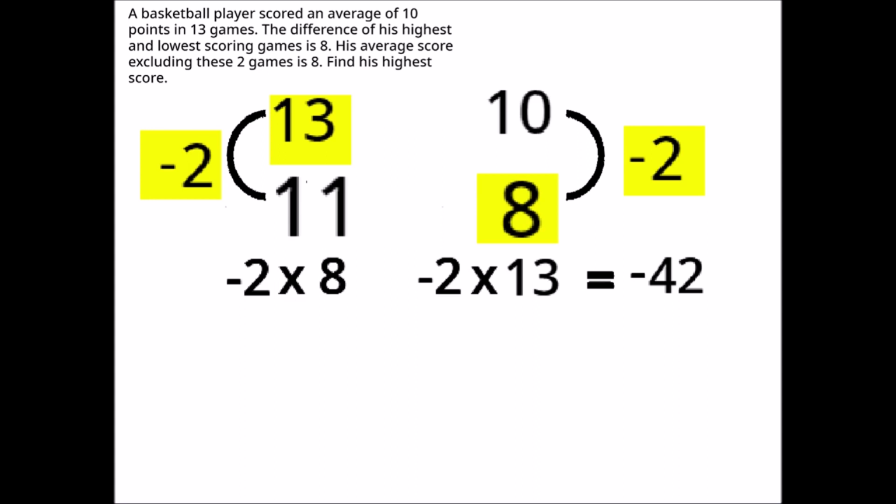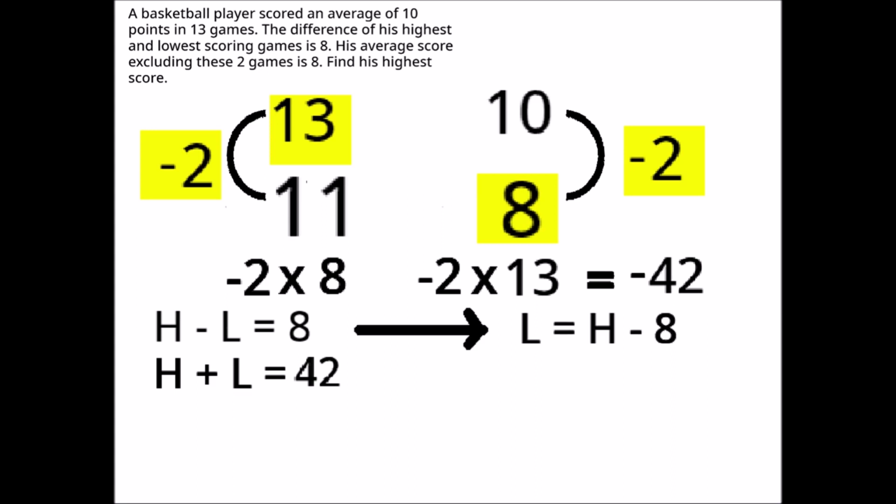Solve the equation to get minus 42. Ignore the negative sign. We know highest minus lowest equals 8. And the highest and lowest scoring games have a combined score of 42. Substitute L equals H minus 8 into the equation. And solve to know that the highest score is 25.